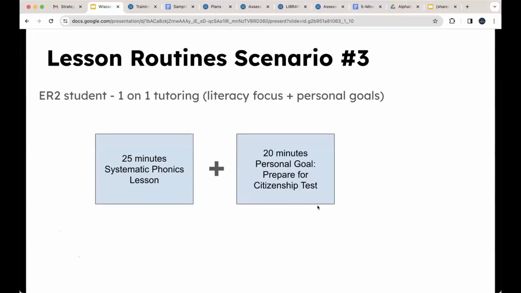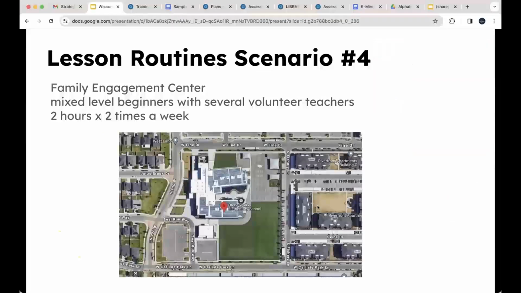organize our learning. Okay, finally, this last routine scenario I want to show you is pretty different from the others. Last year in November and December, I was helping out at one of the local elementary schools at their Family Engagement Center. This is a brand new building, I think only in its second year of being occupied. It's a brand new, beautiful building.